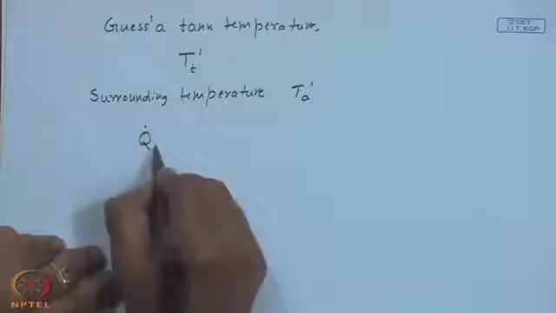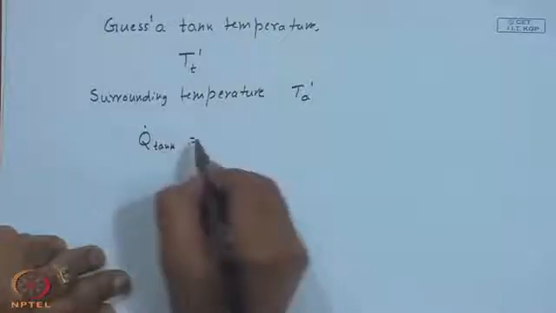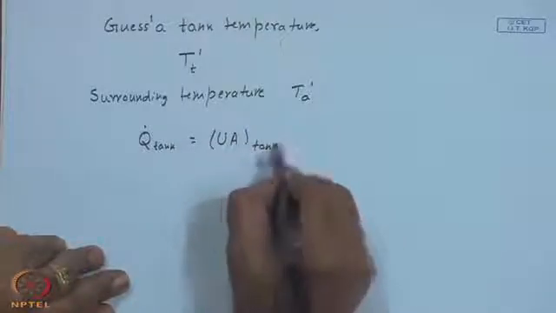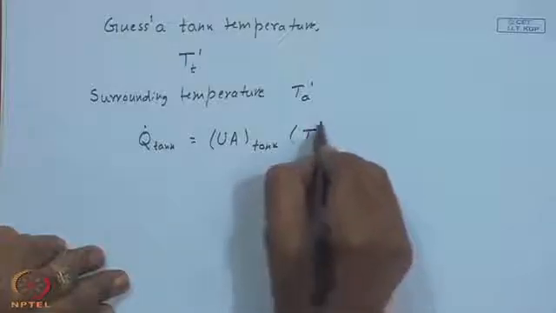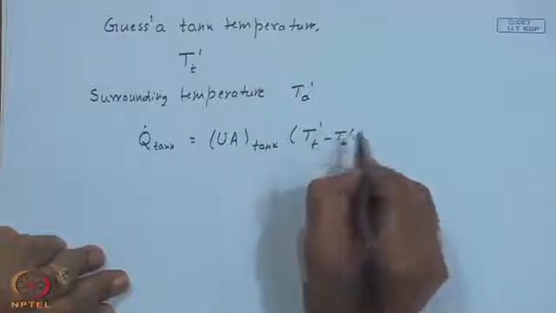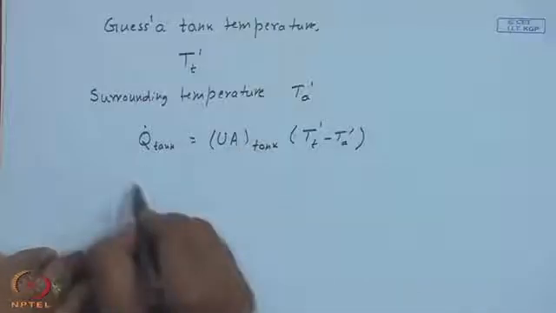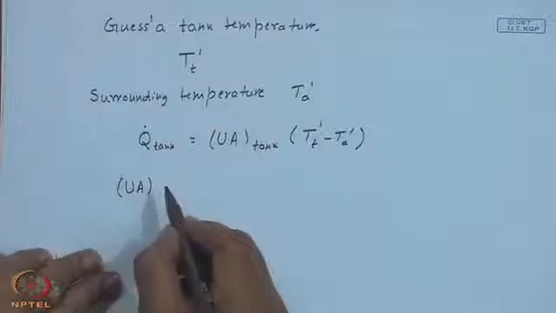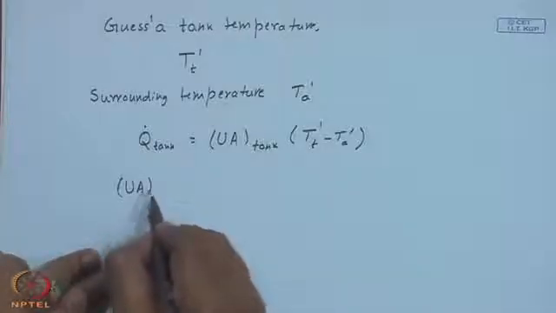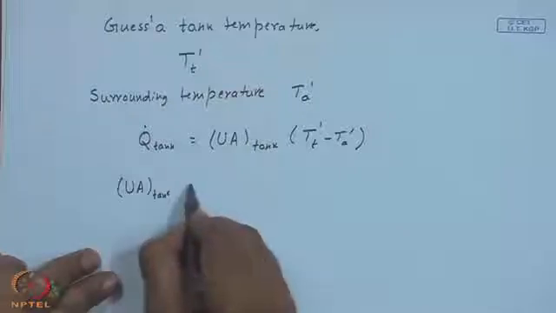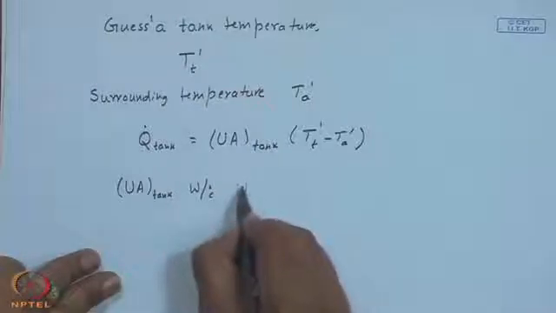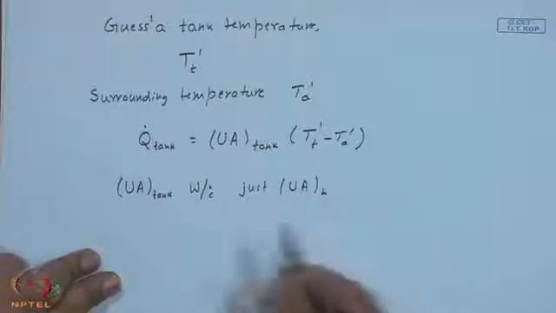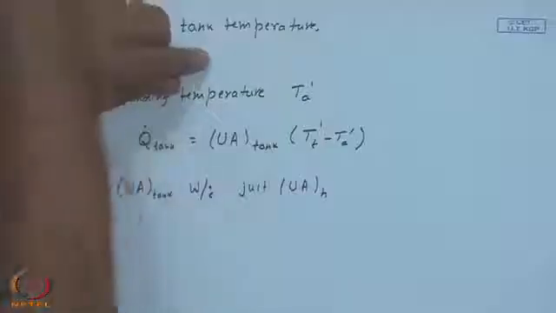So, Q dot tank is U A of the tank times T T 1 minus T A dashed. So, this U A tank is the overall loss coefficient in watts per meter square degree C multiplied by the surface area of the tank. So, it will be in watts per degree C, just like what we have introduced in calculating the space heating, the building heat loss coefficient U A H.